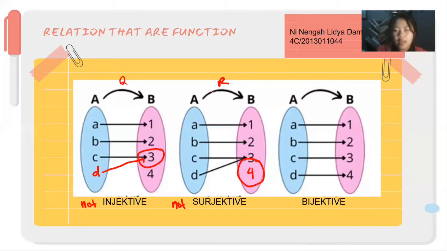And then we move to the third one, the bijective function. A bijective function is a combination of injective function and surjective function. It means this relation maps every member of set A to exactly one member of set B, but in this case, every member of set B must not have more than one pair in set A, and all the members of set B must have a pair in set A. Just like in this picture.